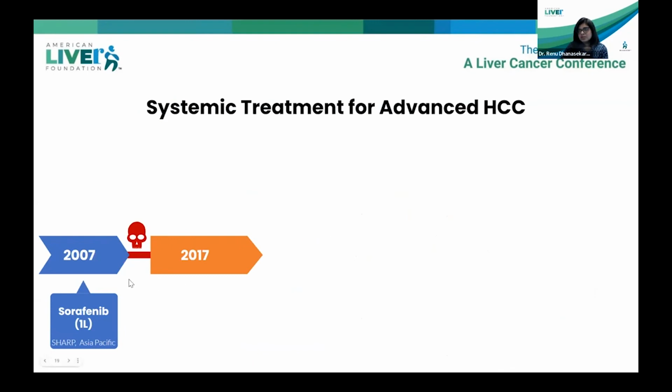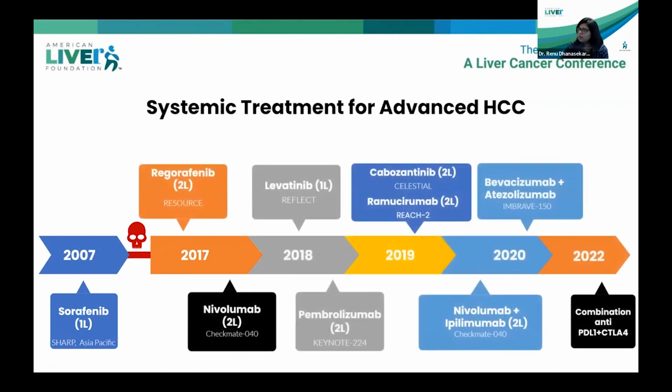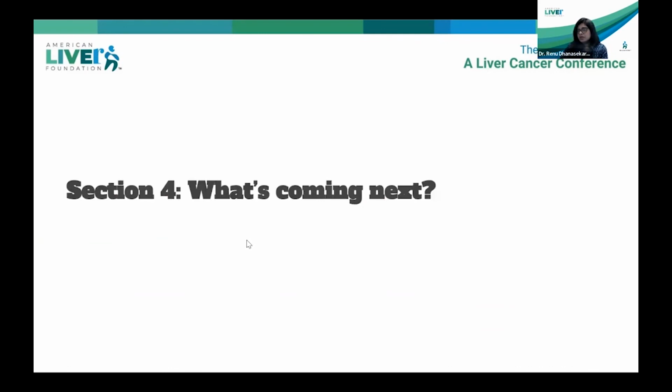And for systemic therapy, we had this one drug, sorafenib, approved in 2007. Between 2007 and 2017, we had so many drug failures. It was so heartbreaking. So many phase 3 trials were failing. But it's been a blockbuster for the last 5 years. We've had multiple approvals, both immunotherapy and targeted therapy. I think this has been explained to you. But this is all coming out of multiple clinical trials that I've listed under each drug that was approved. And we are hoping that there will be a lot more coming next.